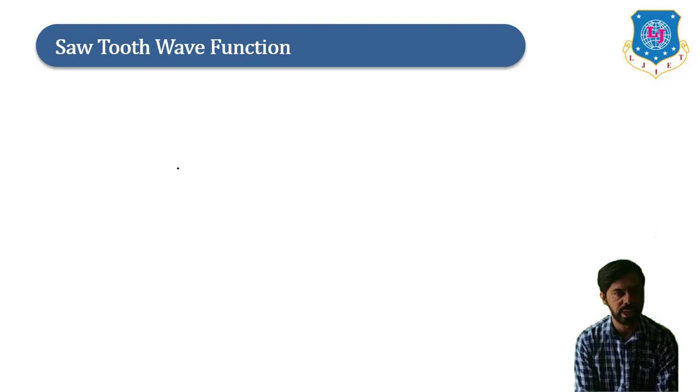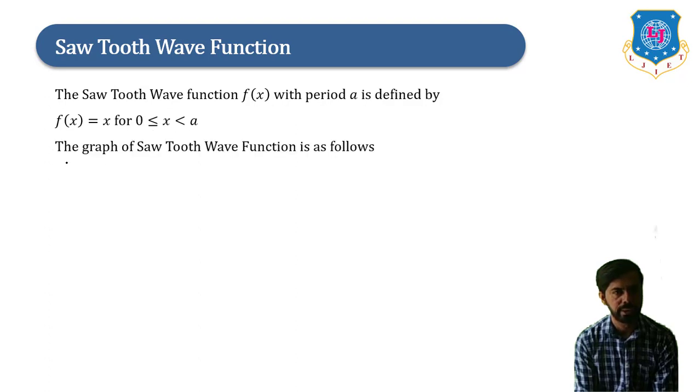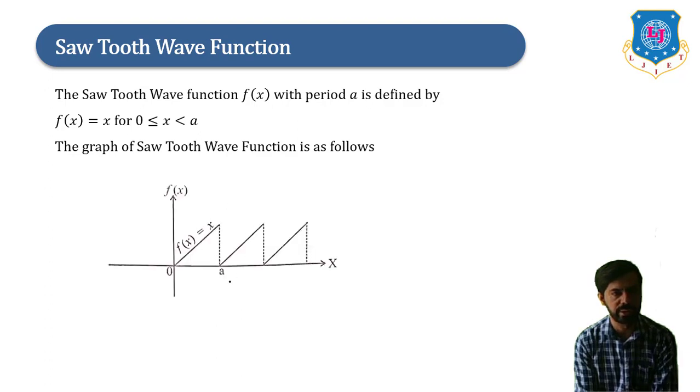Now we will see next function, that is sawtooth wave function. So the sawtooth wave function f of x with period a is defined by f of x equal to x for 0 less or equal to x less than a, and the graph of sawtooth wave function is as follows. So here in this graph we can say that f of x is equal to x for 0 less or equal to x less than a.